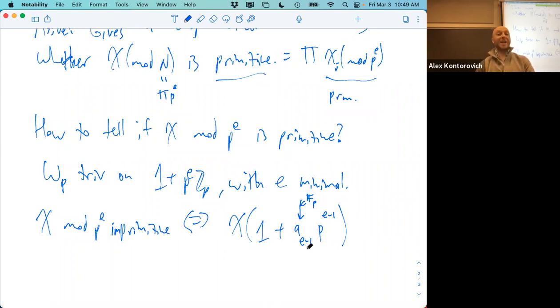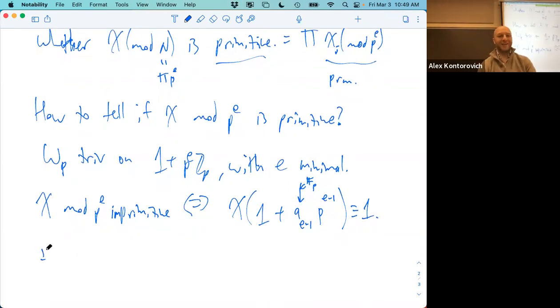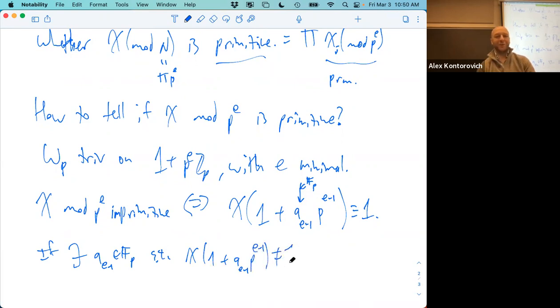What I'm saying is check the last digit. If you're identically 1 as you range over the last digits, then you're imprimitive. The contrapositive is, if there exists an a in F_p such that chi of 1 plus a p to the e minus 1 is not equal to 1, then chi is primitive.